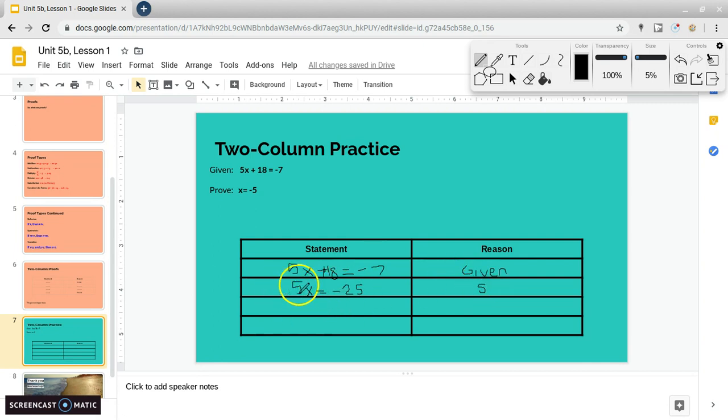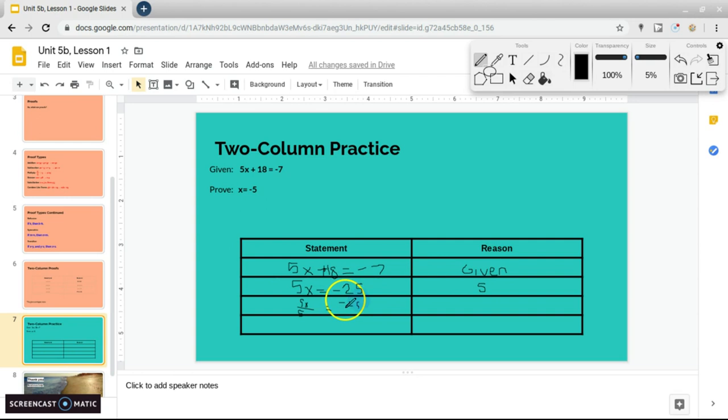Now we need to divide by 5, and you can't just immediately go from that to that. You have to show that you did divide. 5x divided by 5, that's what you have to do, and then equals negative 25 over 5. So, yeah, you had to divide, so I'll just write D.